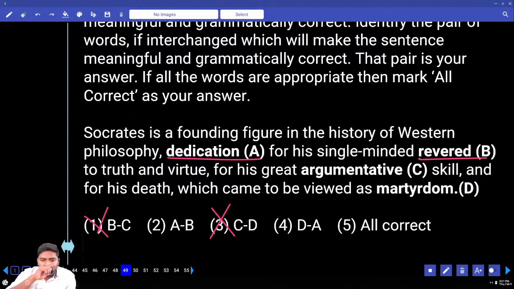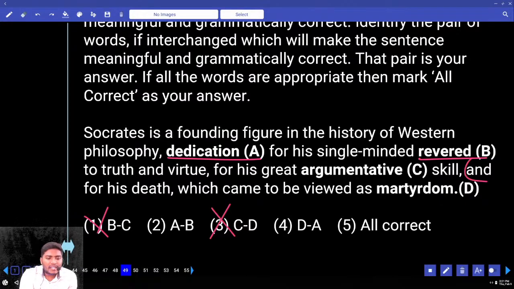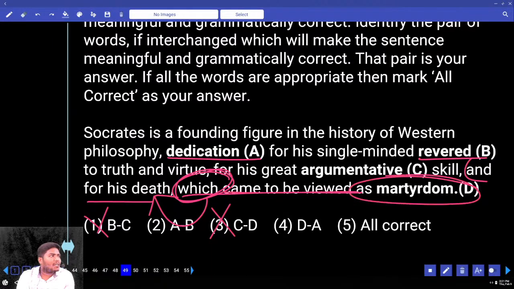Next one, let us come to the last sentence. Look at this sentence: from and for his death, which came to be viewed. Can you tell me the relative pronoun combination? Which refers to what here? Which refers to what in this sentence? Which refers to death here. Which came to be viewed as martyrdom. Martyrdom is nothing but sacrifice. Now death is viewed as the sacrifice. Can we change D here? No, it is not possible. So the fourth also is out.